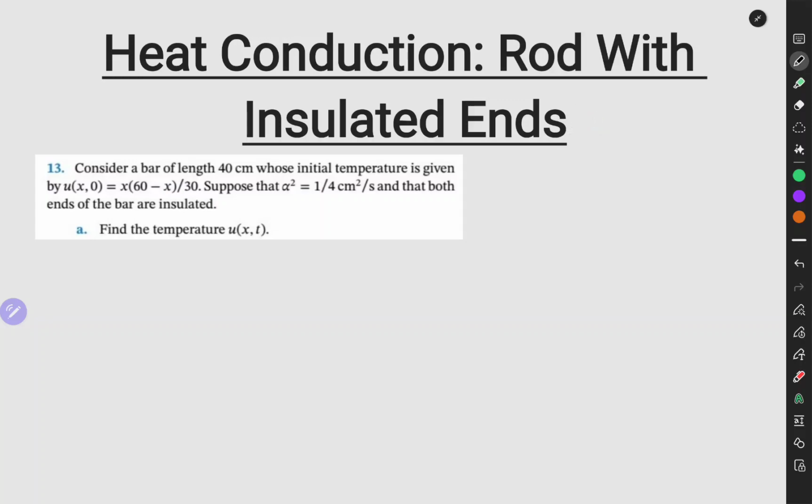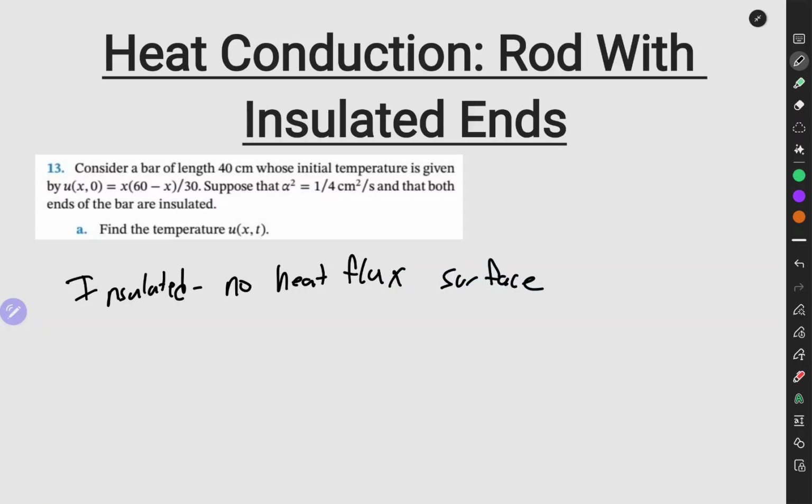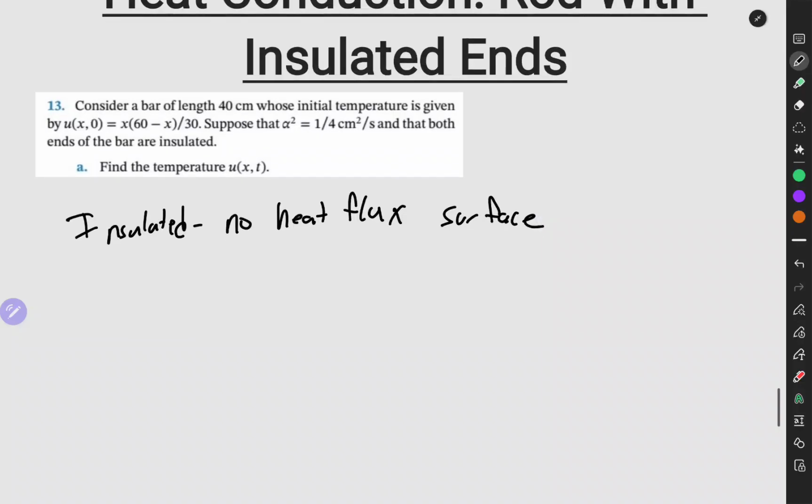So let me write that definition. Insulated means no heat flux. No heat flux through the surface, I guess. Which basically means no heat can escape or leave through the boundaries.